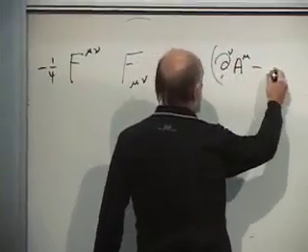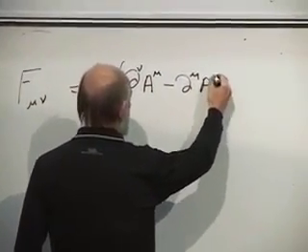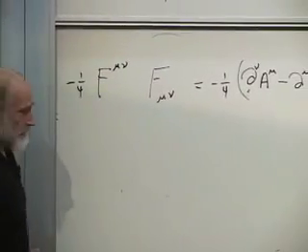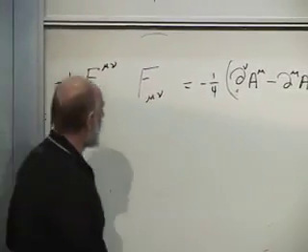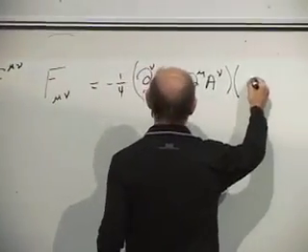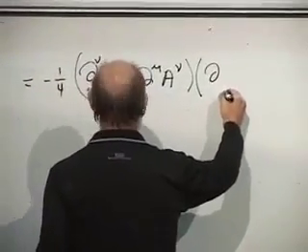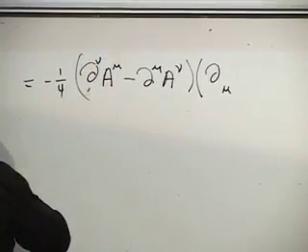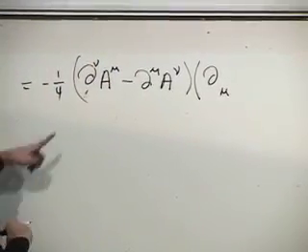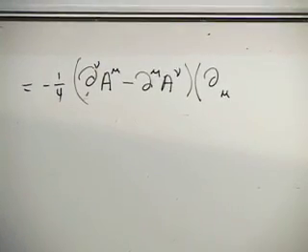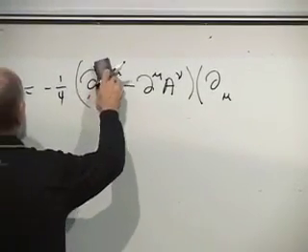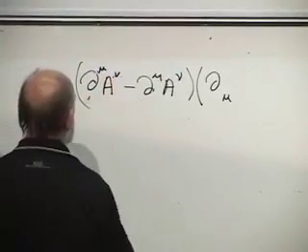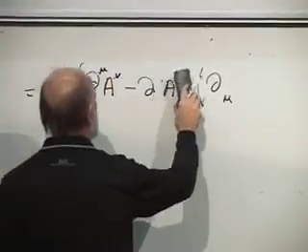Minus d mu A nu. That's the field tensor with the upstairs indices. Okay. And we multiply it by the field tensor with the downstairs indices. Do I have it right? I think I might have the mu nu. I think I should have mu and nu. Nu and mu.